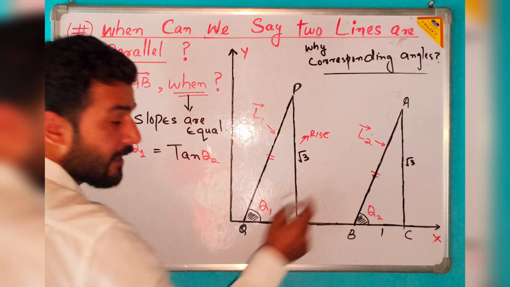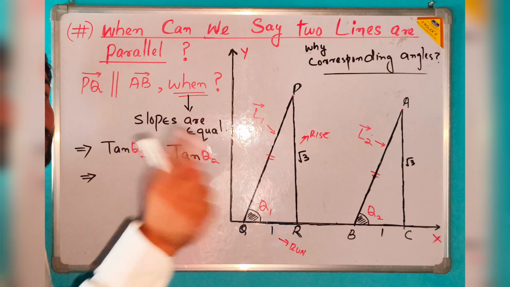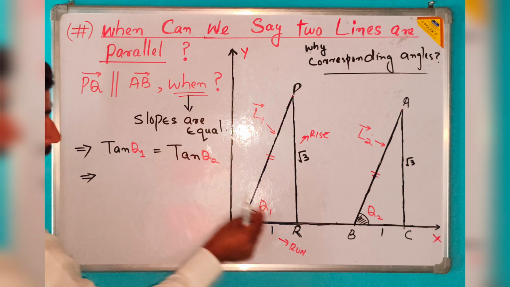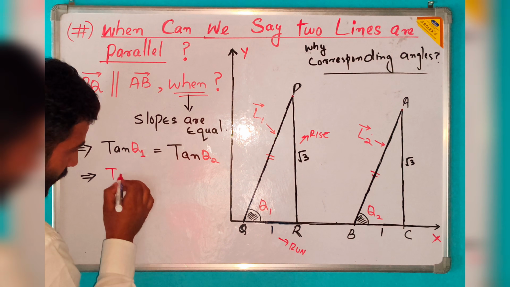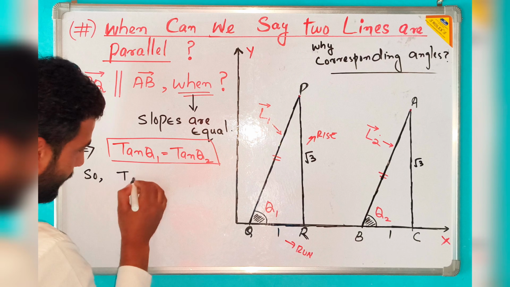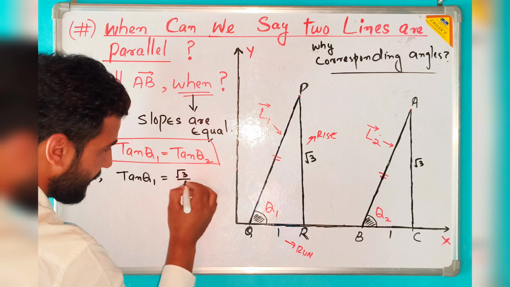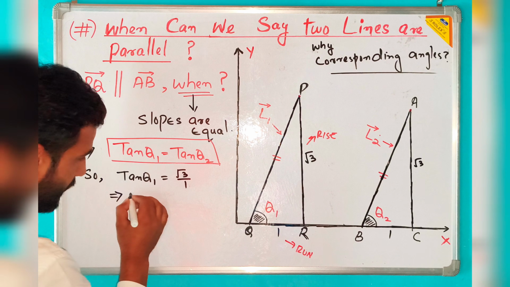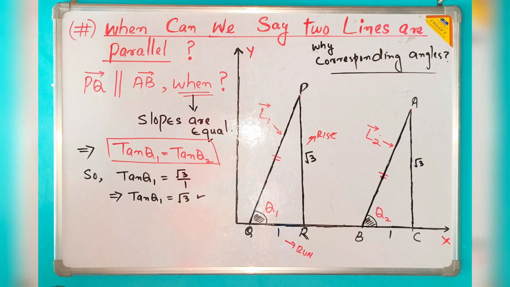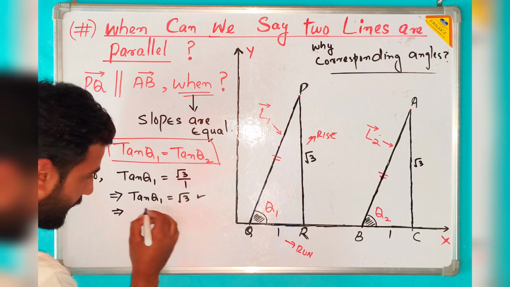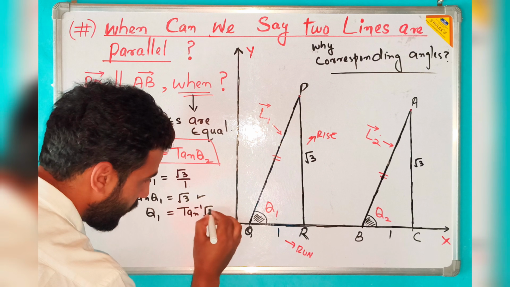So these two lines are parallel whenever their slopes are equal. From the word slope, we mean tan theta 1, it should be equal to tan theta 2. So here, for theta 1, perpendicular divided by base, which implies tan theta 1 equals root 3. So taking tan inverse on both sides, we get theta 1 equals tan inverse of root 3.